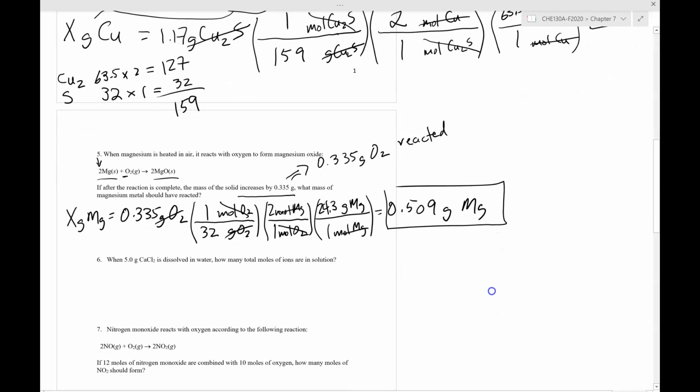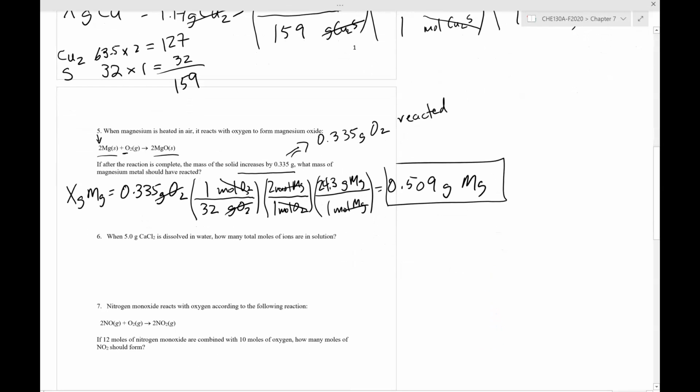Okay, moving on. We're next asked about calcium chloride dissolving in water, and we're asked how many total ions, or moles of ions rather, are in solution. So the first thing you have to recognize here is that it's a mole problem. We're going to figure out how many moles of calcium chloride we have, but then we have to think about how calcium chloride dissolves in water. So if I put calcium chloride in water, I'm going to write that as CaCl2 solid, arrow, with water underneath it. I'm going to get calcium 2+ ions, and I'm going to get 2 chloride ions.